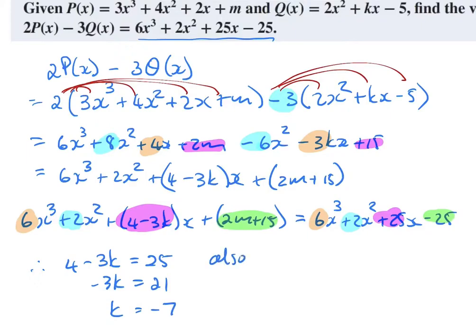Also, I can say that 2m plus 15 equals negative 25. I'm going to subtract 15 on both sides, so 2m equals negative 25 take away 15, which is negative 40. I'm going to divide by 2 on both sides, so m equals negative 20. So my two values: k is negative 7 and m equals negative 20.